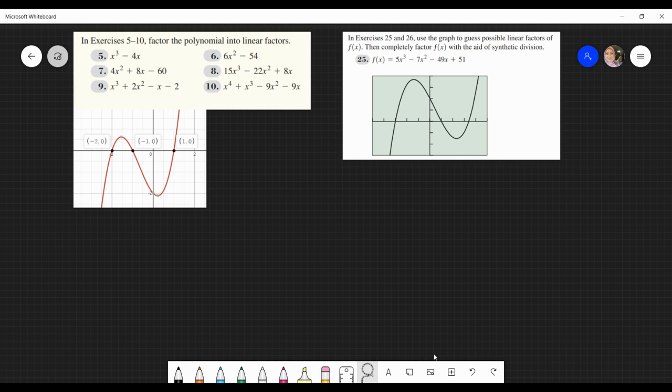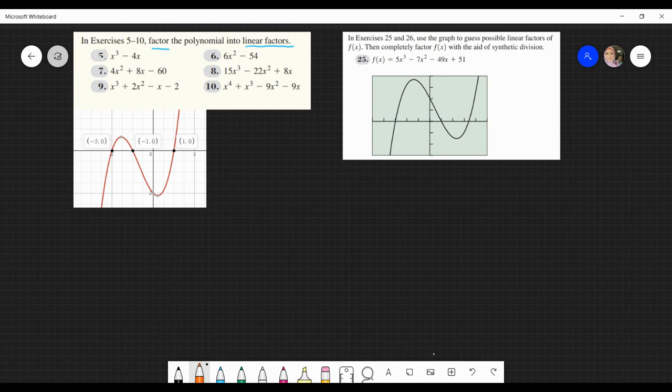Hi, in this video, we're going to talk about how we can factor polynomials completely into their linear factors. In previous videos, we learned how to use synthetic division. And to do synthetic division, it has to have a purpose. What is the purpose of synthetic division? This is what we're going to talk about together today. But we're going to start with number 5.